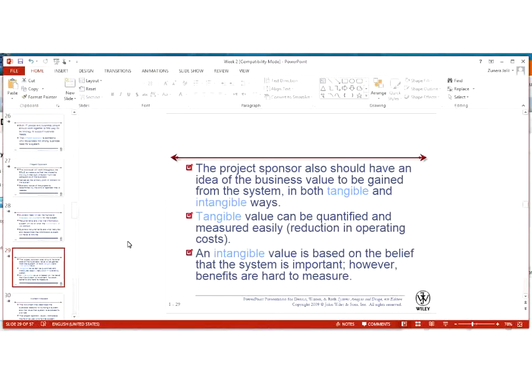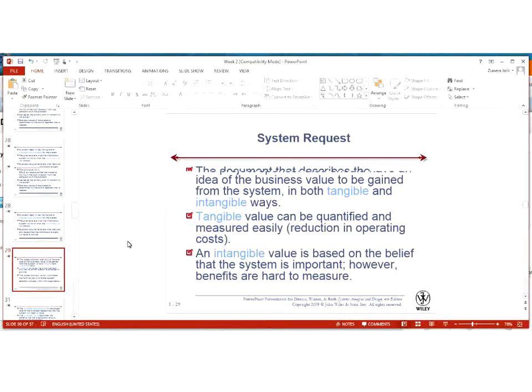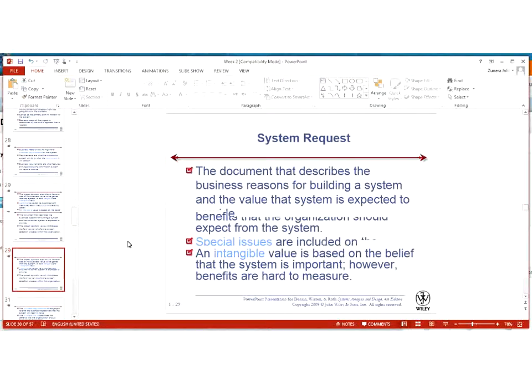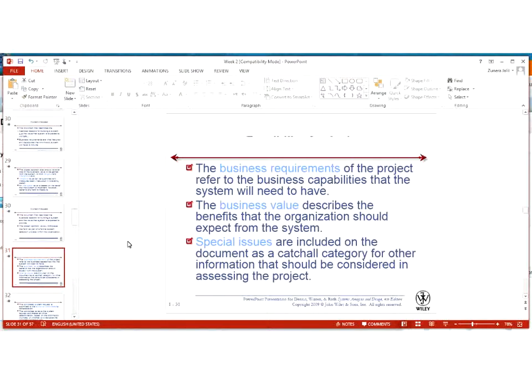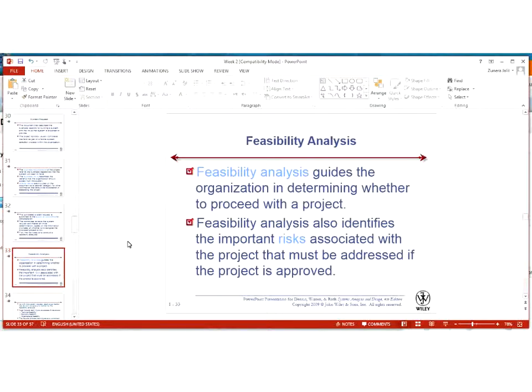I gave you some detail. I told you that the project sponsor should have an idea of the business value to be gained from the system in both tangible and intangible ways. So then I told you that the system request should be generated, which is a document that identifies the business reasons why we are building this system. So after this business document, I told you that we perform a feasibility analysis. Is it feasible for the organization to take up this project, or is it not beneficial?